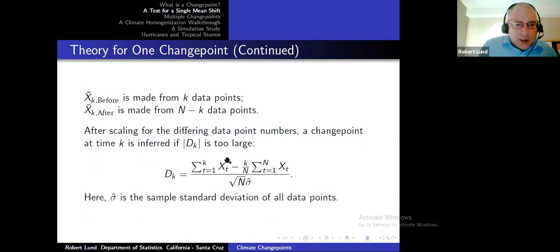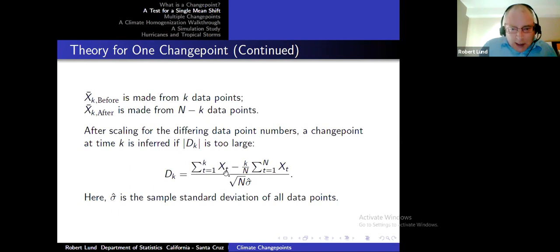Now here's a fly in the ointment. The segment up to time k is made from k data points, and the segment after time k is made from n minus k data points. So a statistician needs to scale the X bars somehow, some way.